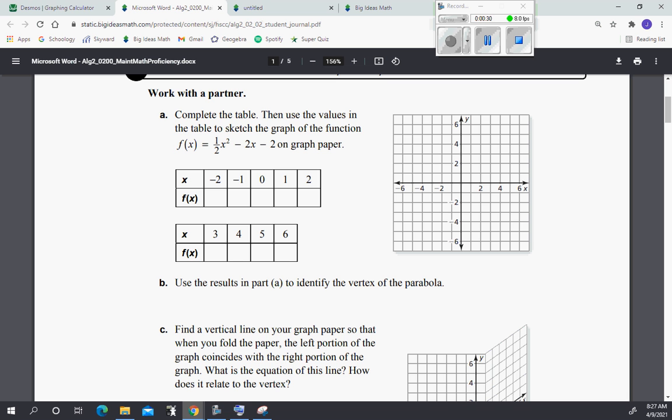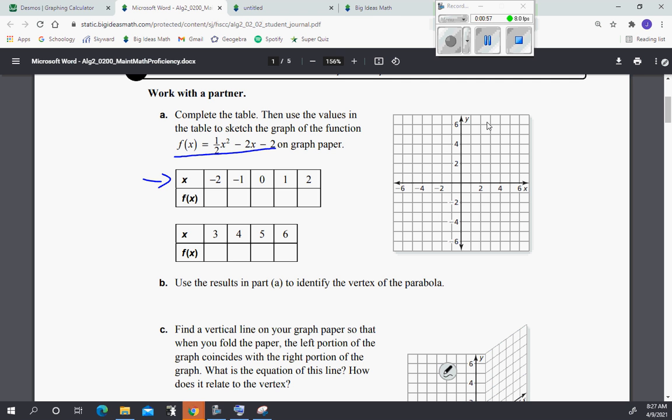Alright, this first problem says complete the table and use the values in the table to sketch the graph of the function. Okay, let's say on your homework you were given this function and I said graph it. I'm going to show you two different ways to do this. Number one, we can just plug in x values, right, and find out what f of x equals. So I would like to start with 0, right?